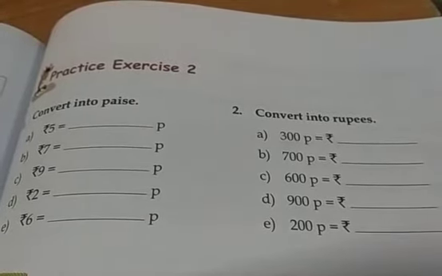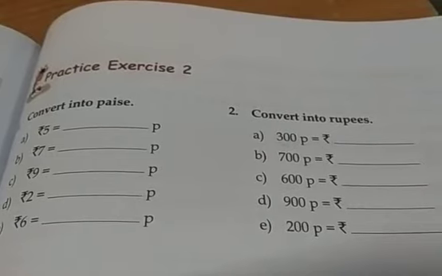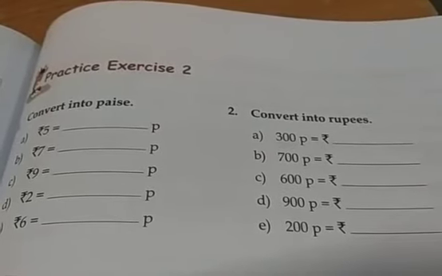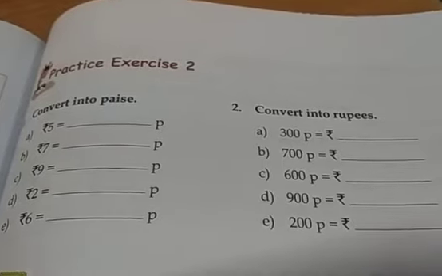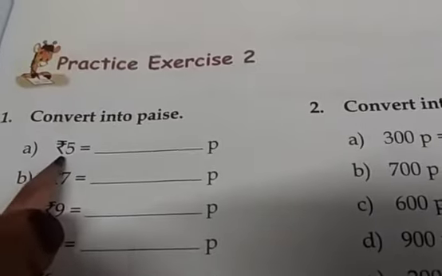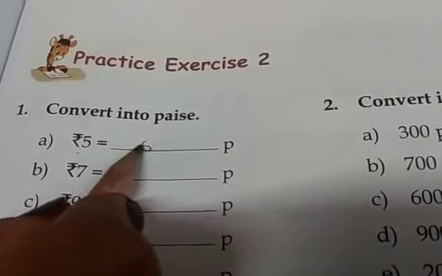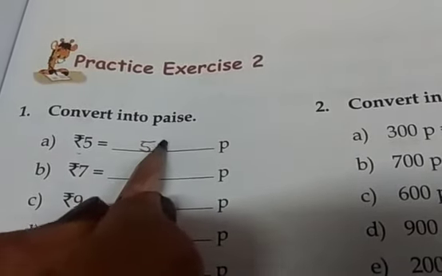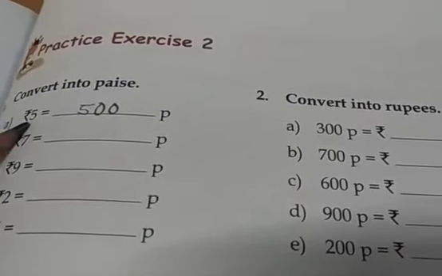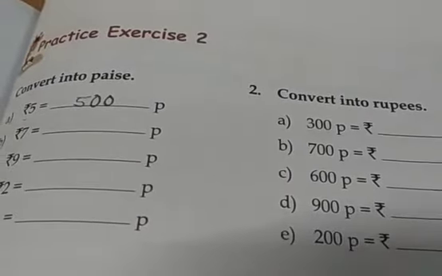So, to convert rupees into paise, we have to put 2 zeros on the right. For example, here, rupees 5. I will write 5. Now you have to put 2 zeros to your right. So it makes paise. So rupees 5 equals 500 paise.